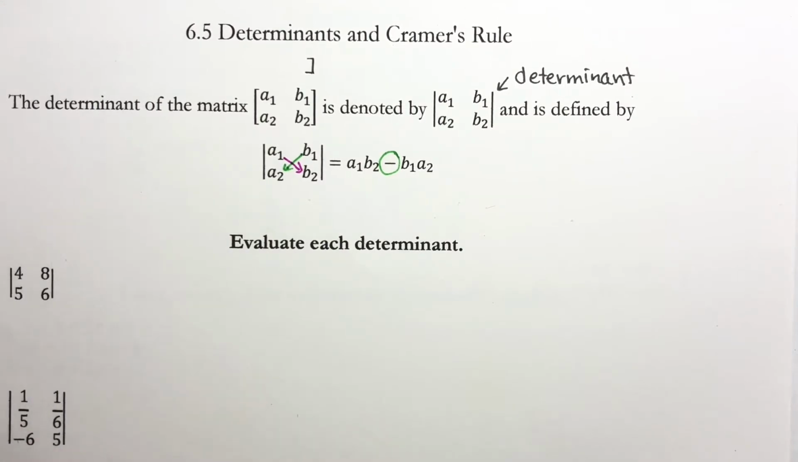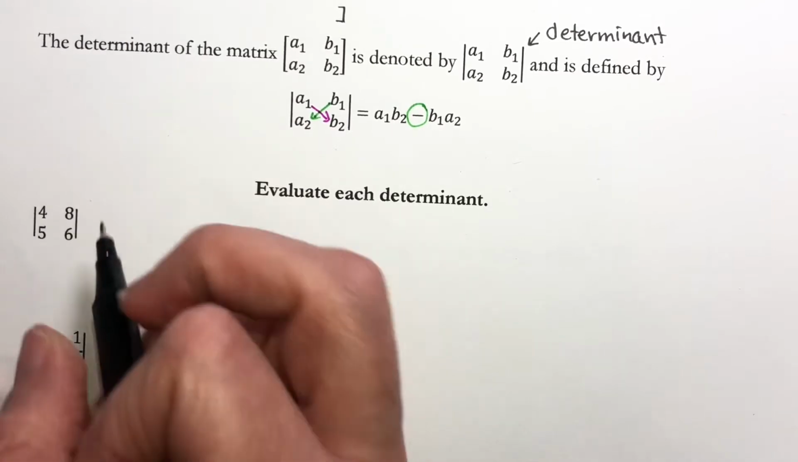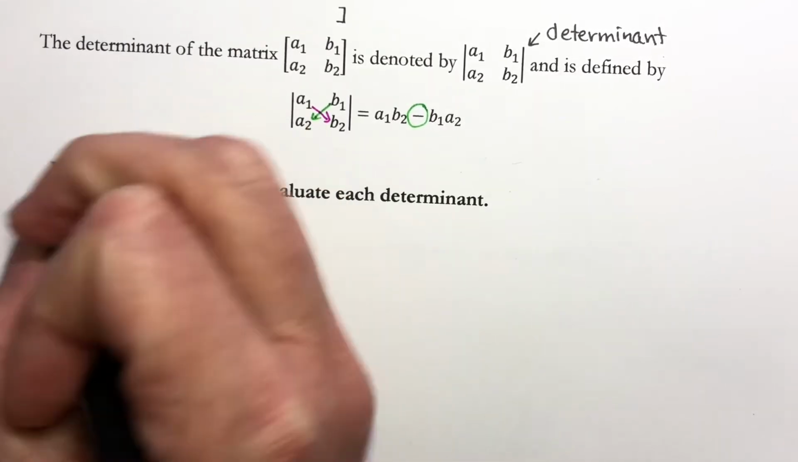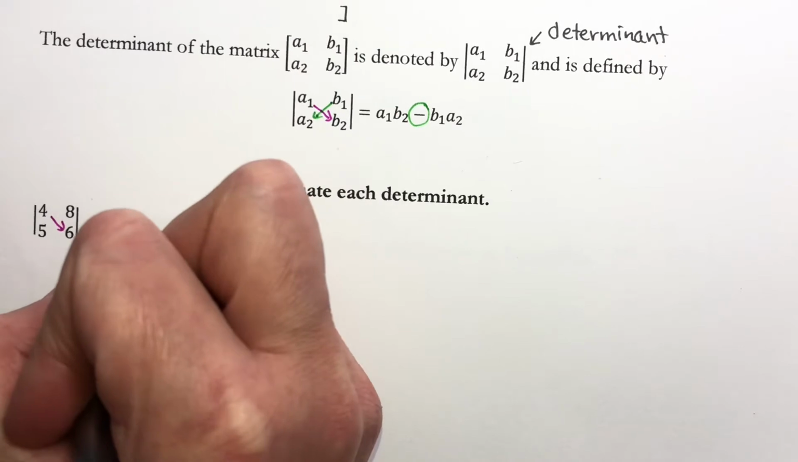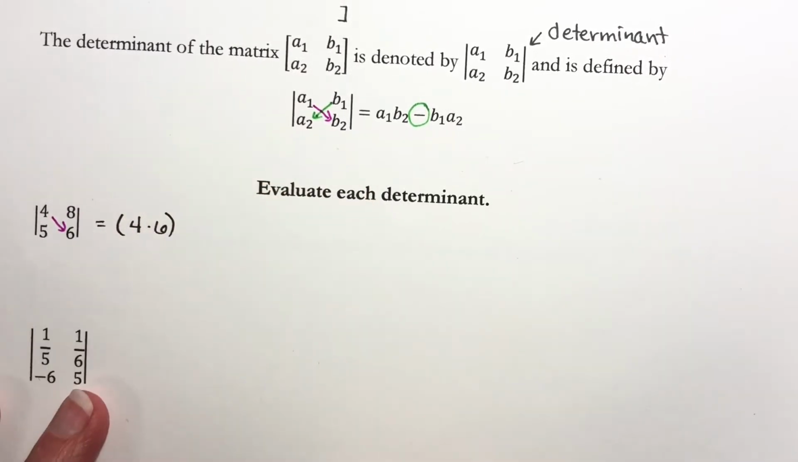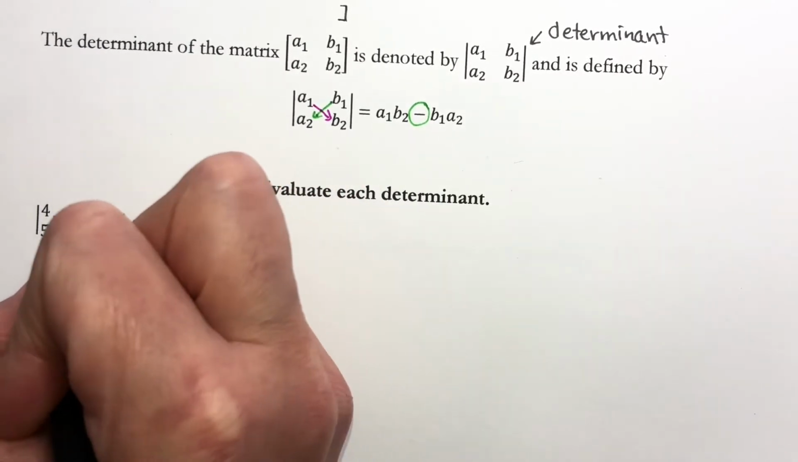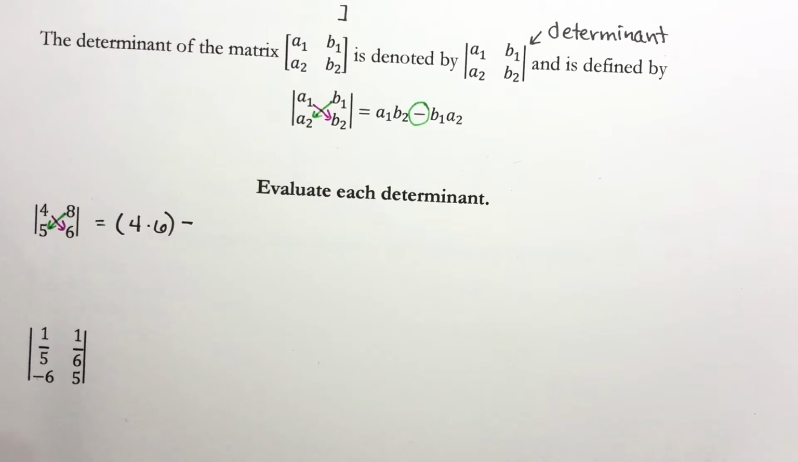So let's start off. I want to calculate this determinant. The first thing I'm going to do is multiply 4 times 6, and I'm going to write out every step here so that you have it in your notes. 4 times 6 minus, it's always a minus there. Now multiply these two together. 8 times 5.